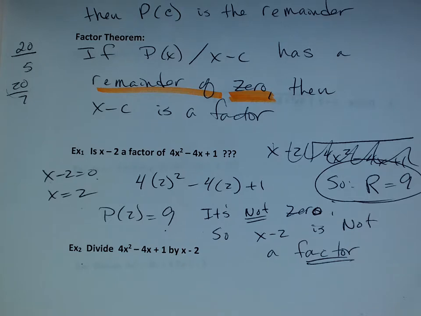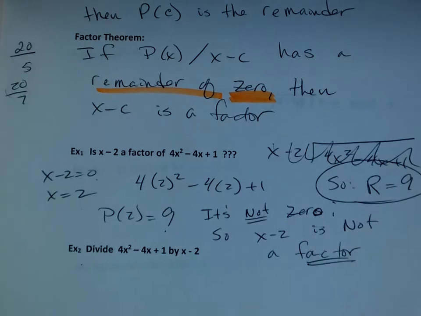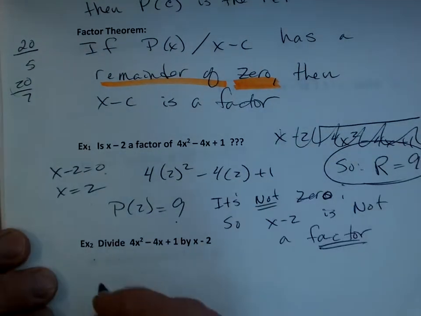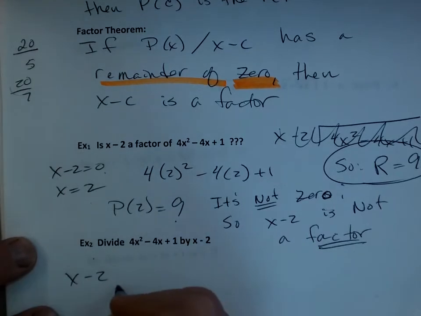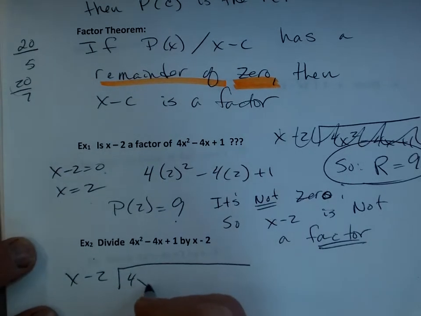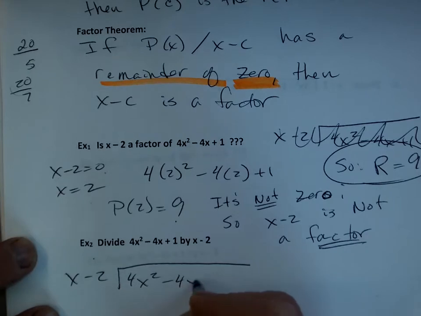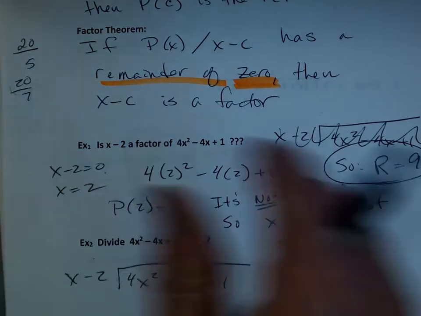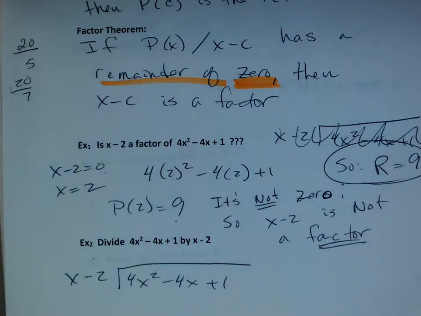It's not going in evenly, so it's not a factor. Okay, so now, it does talk about dividing, so if we have to divide example 1, then I'm going to go ahead and do it, and I'm going to prove to you that the remainder is going to be 9. So x minus 2 divided into 4x squared minus 4x plus 1, okay? All right, so let's just do our division like we've been doing. So I do want to divide it.